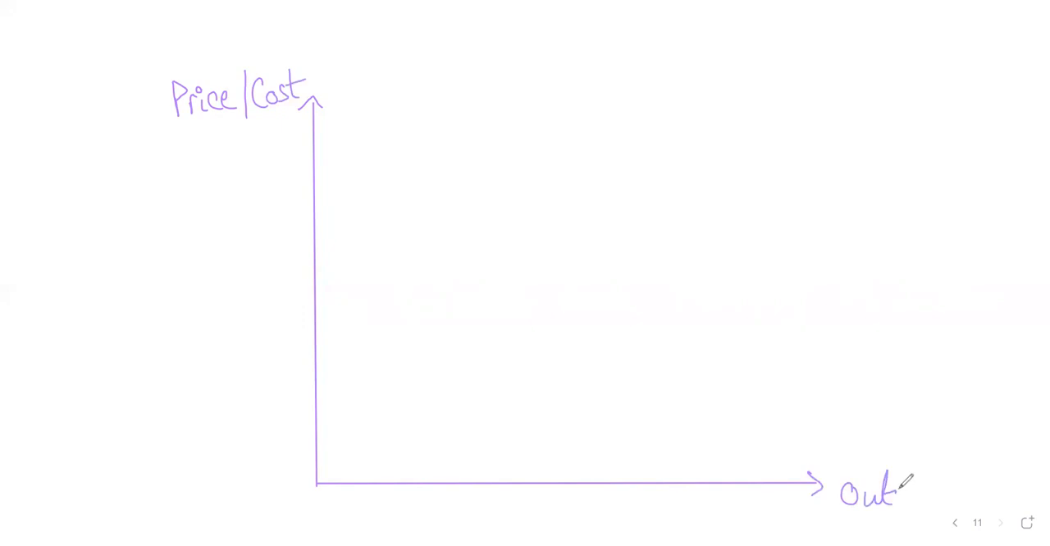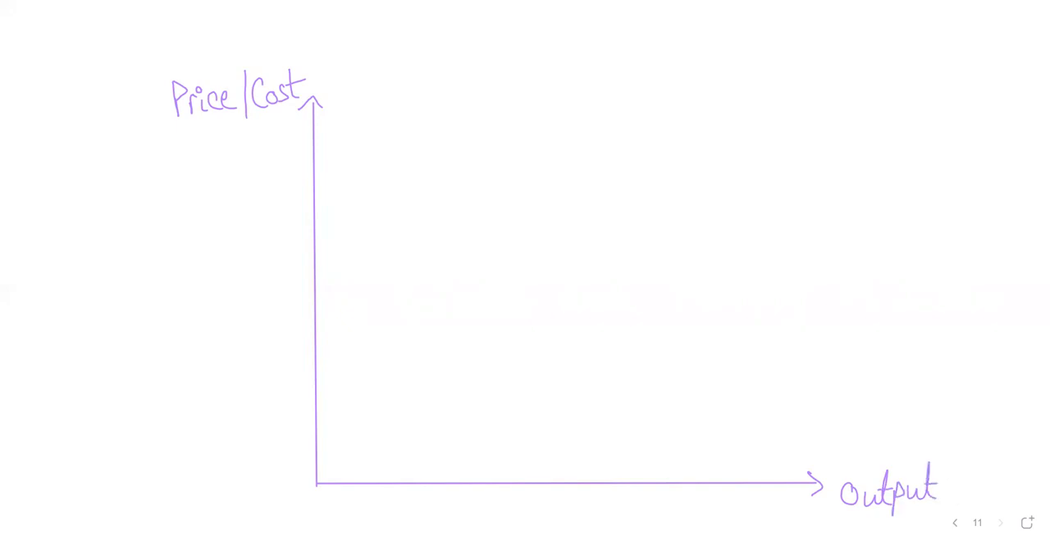First things first, obviously, you will just draw the graph like this. Then you will label the axes again. So you will have price and cost on the y-axis, and the output of the good that is being produced on the x-axis. Now, the first thing you have to mention here is that there will be a downward sloping demand curve.